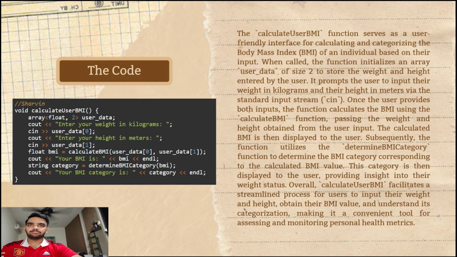Subsequently, the function utilizes the determine BMI category function to determine the BMI category corresponding to the calculated BMI value. This category is then displayed to the user, providing insight into their weight status. Overall, calculate user BMI facilitates a streamlined process for the user to input their weight and height, obtain their BMI value, and understand its categorization, making it a convenient tool for assessing and monitoring personal health metrics.